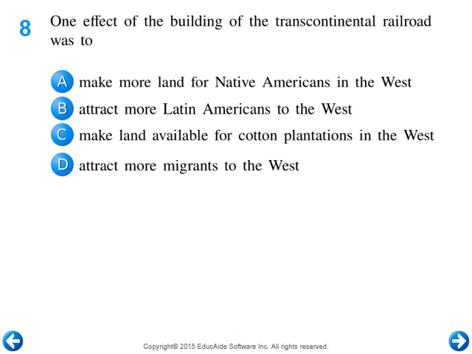C, make land available for cotton plantations in the West. The land in the West is a bit arid for cotton, so it doesn't really work out that way. Or D, attract more migrants to the West. In other words, bringing more people to the West. And that would be D. People moved west with the railroads.